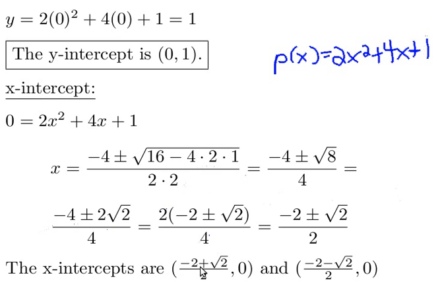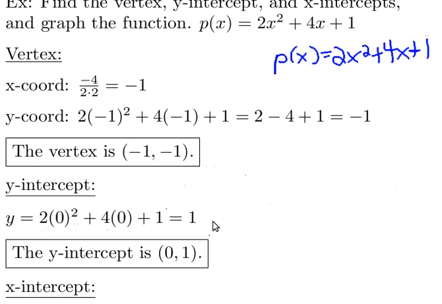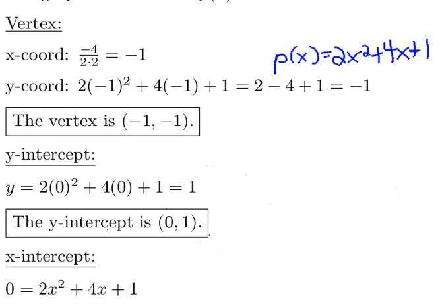Okay, so negative 2 plus root 2 over 2 and negative 2 minus root 2 over 2. So these are the final answers for the x-intercept, and I'm going to box it. Okay, so now that we've figured out what the x-intercept is, what the y-intercept is and what the vertex is, let's go ahead and plot this graph.